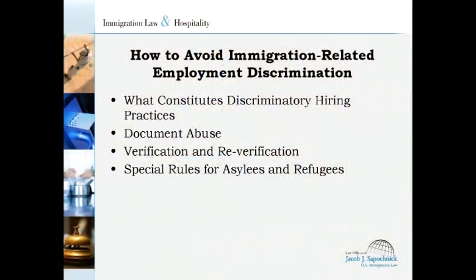And some special rules for asylees and refugees. Asylees, when they are granted asylum, are authorized to work here in the United States indefinitely. And they are not required to have DHS authorization in order to be eligible to work in the United States. So asylees may present an identity document and an I-94 document, and it will have a notation that the person has been granted asylum.